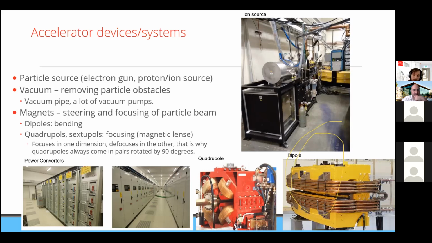And to power these magnets, you need power converters. Basically, these are machines or devices that deliver power to the magnets. In one case that I had experience in, the power converter's output was 3.3 kiloamperes, for example. So you see, you need a huge amount of power to power the magnets.